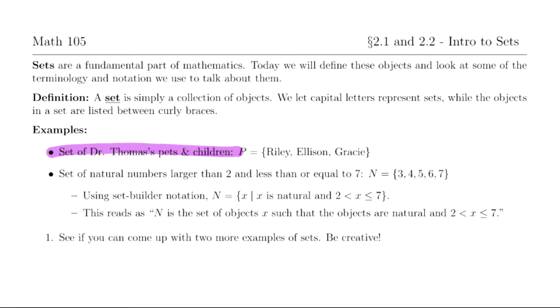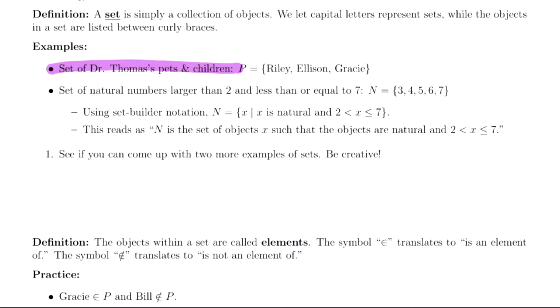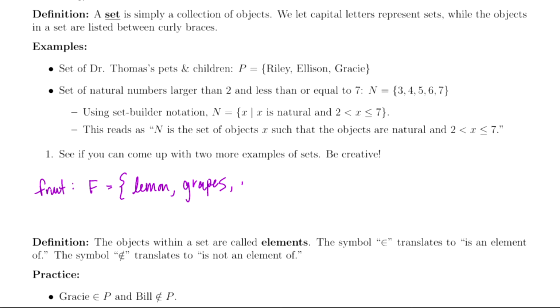So that's a set. Then we have natural numbers larger than 2, less than or equal to 7. You can see this. Now, come up with 2 more sets, just be creative. Maybe we just go with fruit. We could call that F and list some fruits: lemon, grapes, apples. That's cool. Or maybe streaming services. We'll call it S.